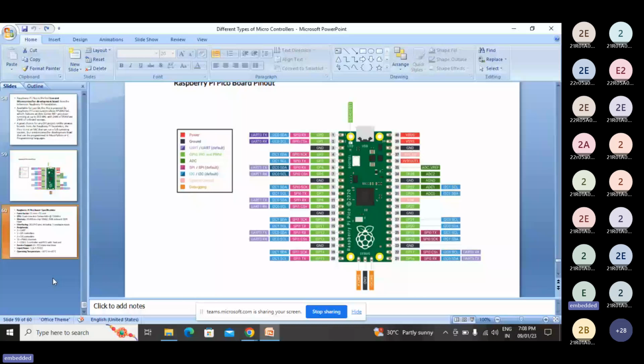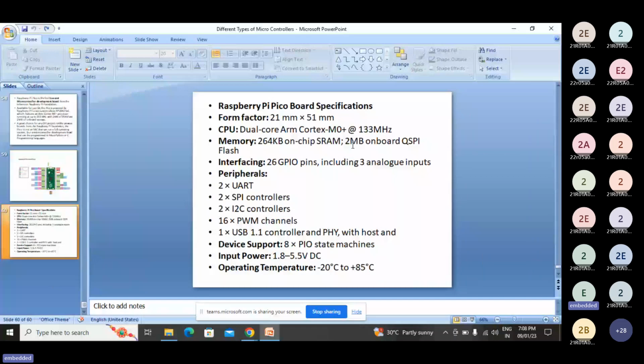So the Raspberry Pi Pico board specifications are as follows. Form factor of 21 mm by 51 mm, CPU of dual core ARM Cortex M0 Plus at 133 MHz. Memory is 264 KB on-chip static RAM and 2 MB onboard QSPI flash. Interfacing: 26 GPIO pins, including 3 analog inputs. Peripherals are 2 UART, 2 SPI controllers, 2 I2C controllers, 16 PWM channels, 1 USB 1.1 controller and PHY with host and device support, and 8 PIO state machines. Input power of 1.8 to 5.5 volts DC, operating temperatures of minus 20 degrees to 85 degrees.